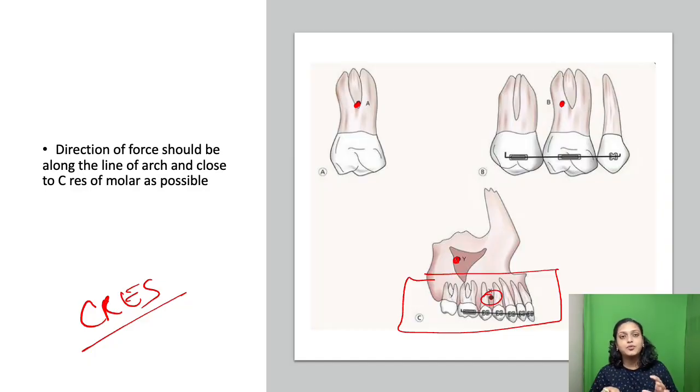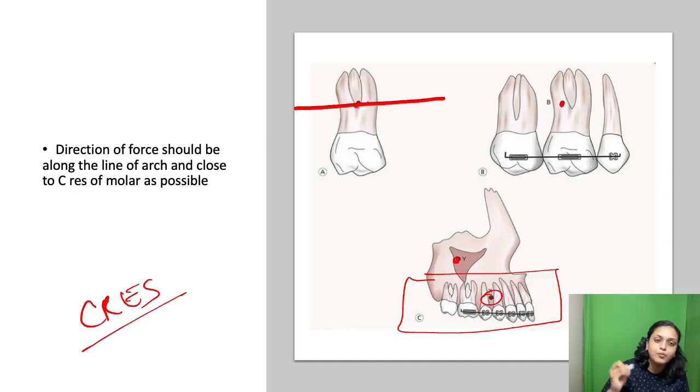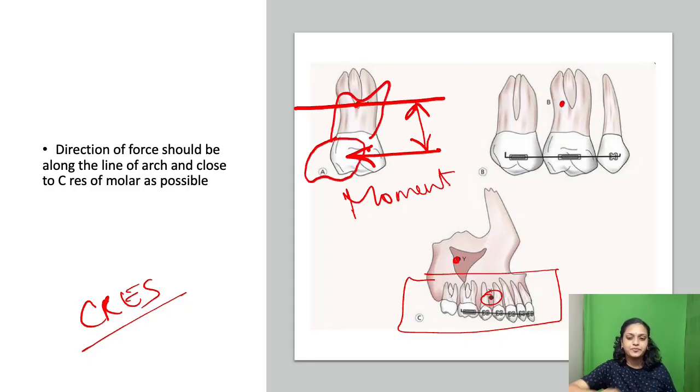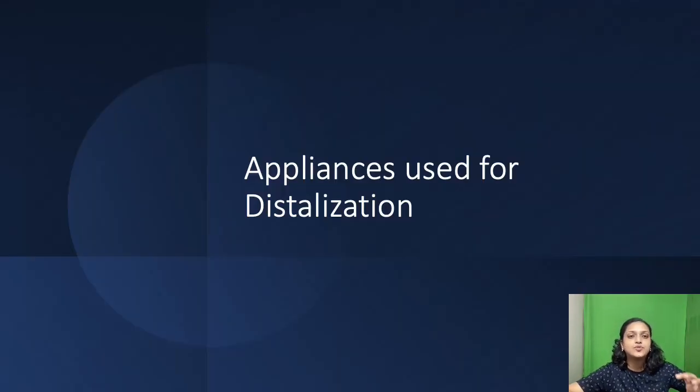So this is very important when you give such appliances. You're going to give a maxillary distalization appliance. So the force should be along the center of resistance of the molar. Then only the molar will move bodily. Otherwise, if you give it below, you will develop something called a moment, which will cause tipping of the molar and it will not move bodily.